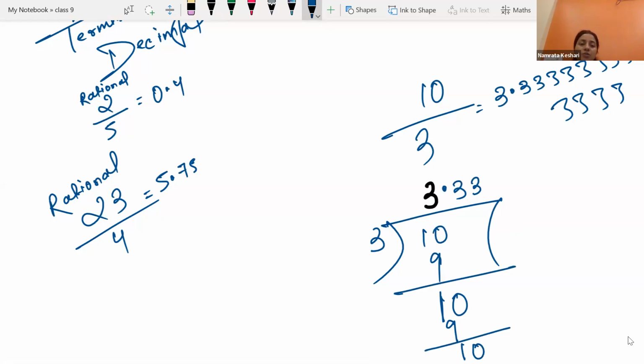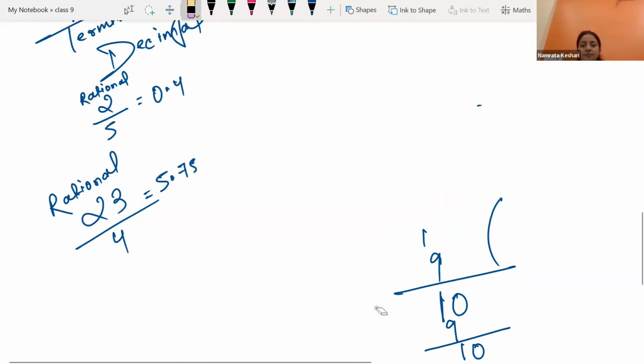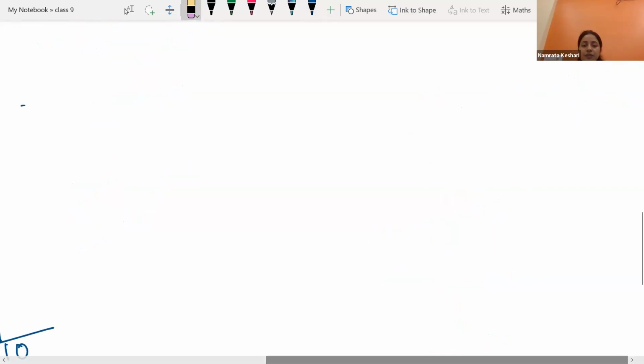This is the example of non-terminating decimal number. Termination means stoppage. So after decimal, 2 digit, 3 digit, 4 digit, 5 digit, 6 digit, 10 digit, but your division will stop. In the other example, like 10 by 3, your division will never ever stop. That's called non-terminating decimal number. Getting it? Yes, ma'am.